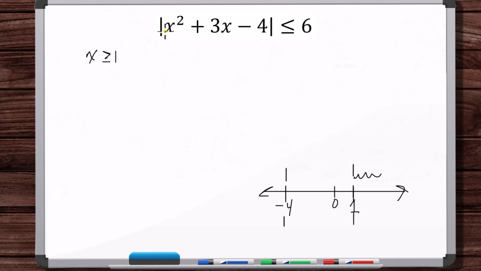So if x is 1, you get 4 minus 4, which is 0. Then if x is 2, you get 4 plus 6. It's positive. So when x is greater than or equal to 1, this is going to be positive or 0. So we just remove the absolute value. Okay, and now we solve this inequality.